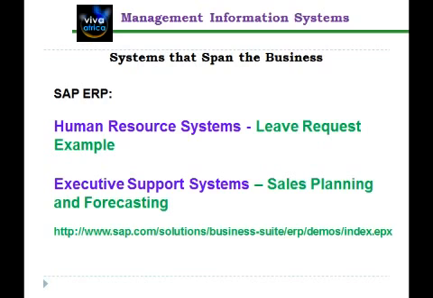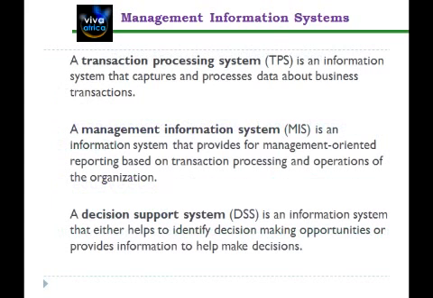So in a nutshell, a transaction processing system is an information system that captures and processes data about business transactions, as I mentioned, like point of sale systems. A management information system provides management-oriented reporting based on transaction processing and operations of the organization. So a management information system can produce a report for a regional manager of a chain of stores and tell him how all the shops in the region that he operates in are performing.